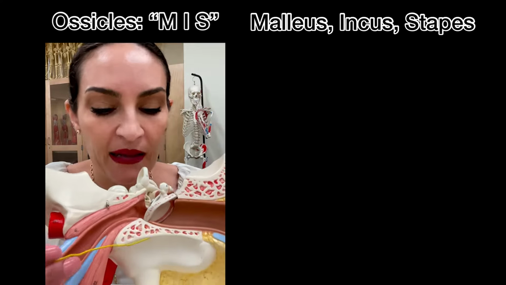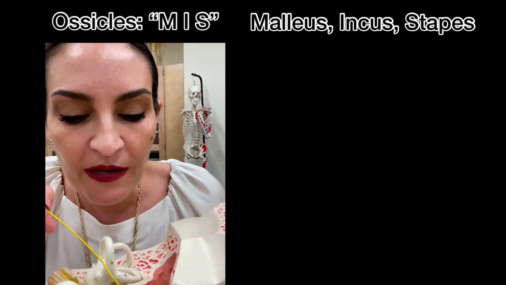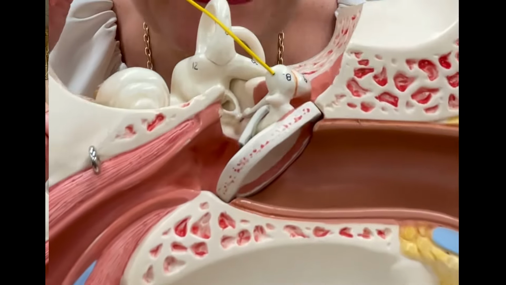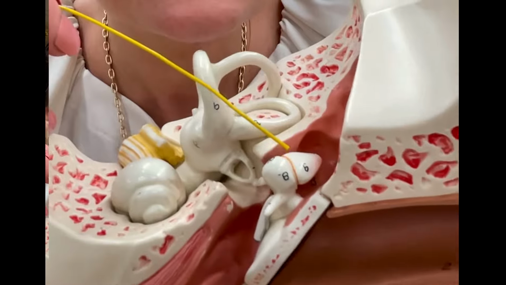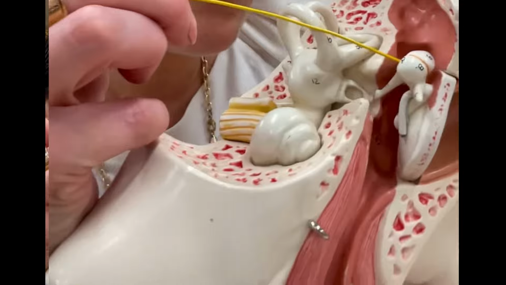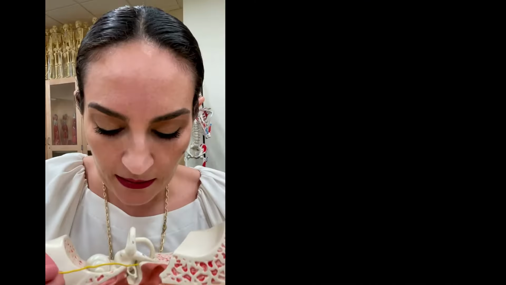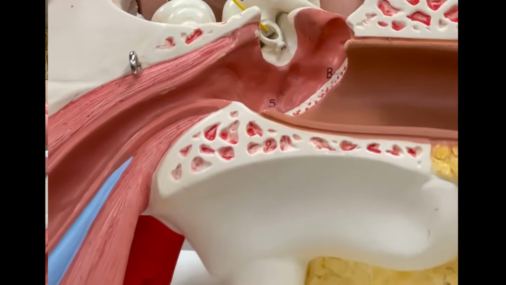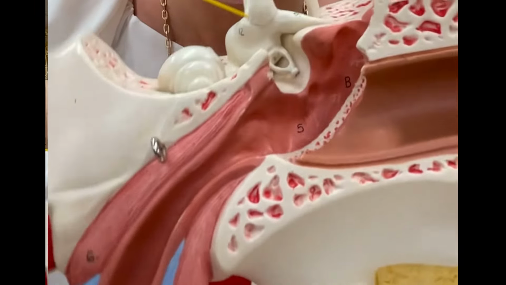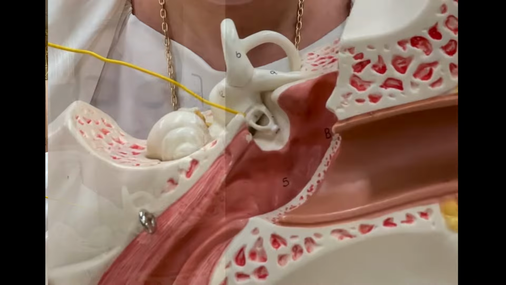When the tympanic membrane vibrates, it vibrates the malleus, that vibrates the incus, this is the incus, and that vibrates the stapes. And then the stapes vibrates the oval window right there.